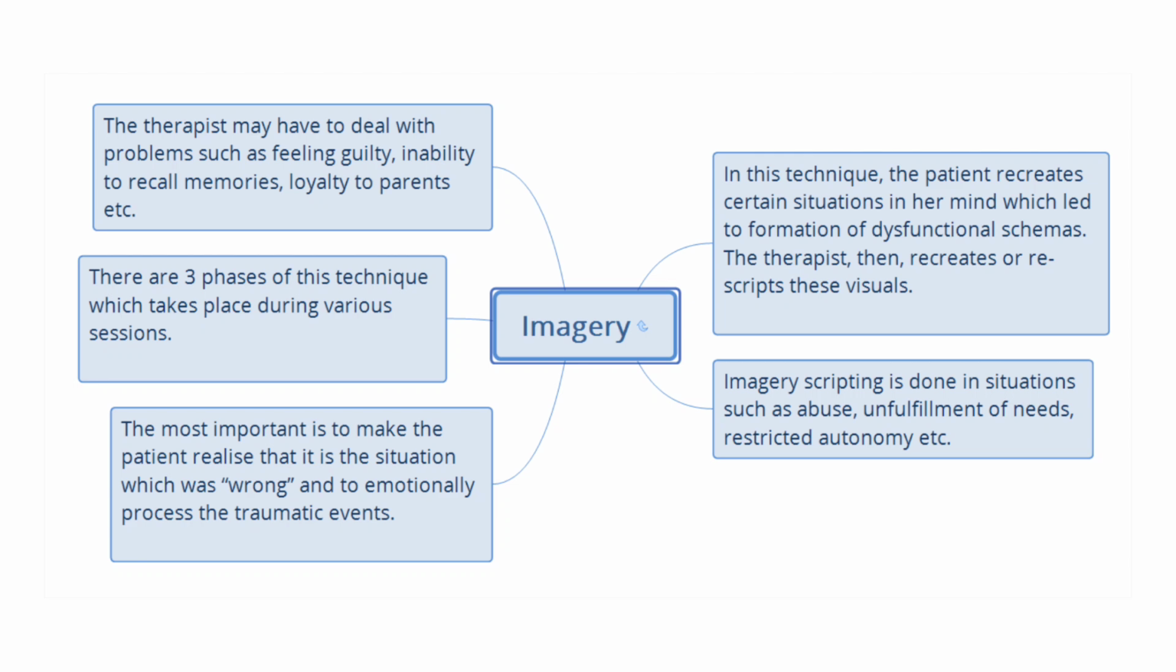The rescripting is done in two parts. There are two phases in the first part. In the first phase, the patient recalls an unpleasant memory from her past in as much detail as possible. It is not important to recall the memory just as it happened because the purpose of this is to change the meaning of schemas of the patient's childhood.